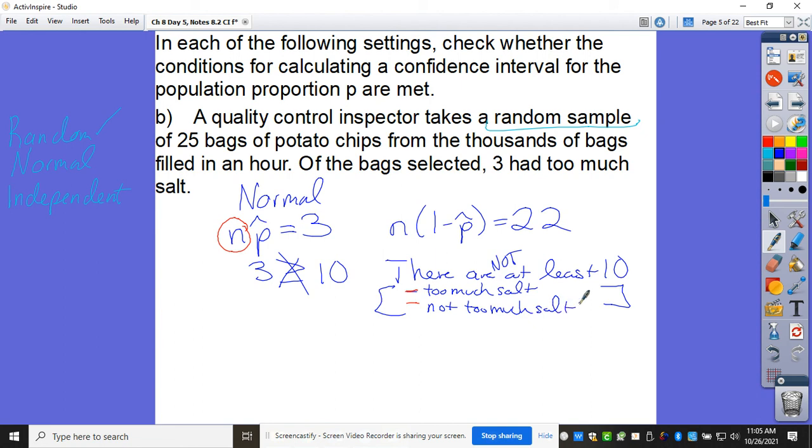But then if it worked for one and not for the other, do we still write both of them here? So I'm going to do no with this one, yes with this one. That's why you don't actually finish writing this out if it doesn't work. So I'm just kind of thinking through it. Chip bags in our sample. So we cannot use normal approximation.